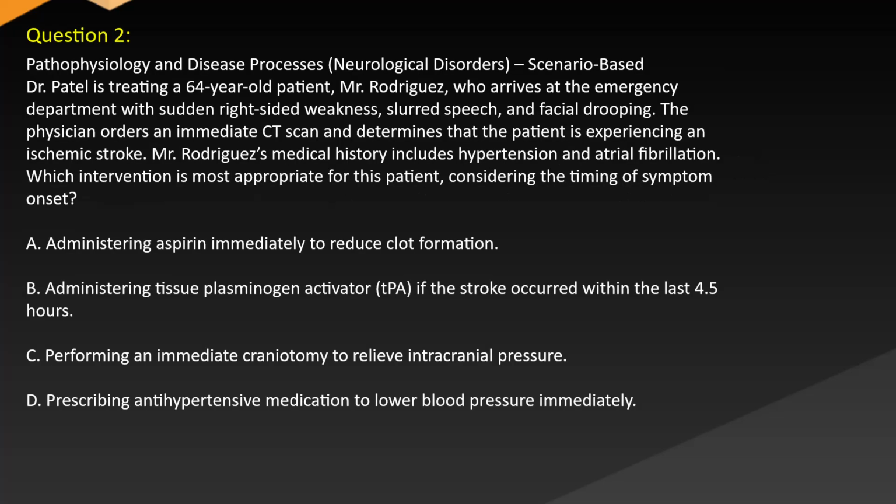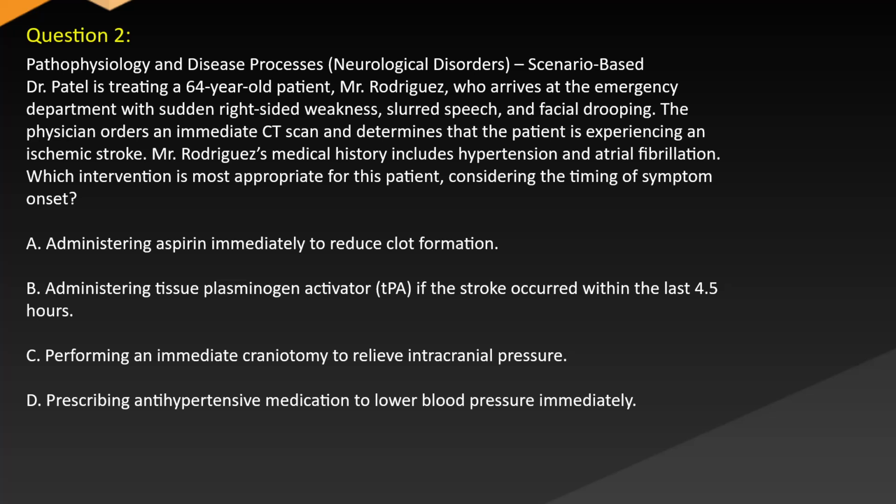Question 2. Pathophysiology and disease processes, neurological disorders. Scenario-based. Dr. Patel is treating 64-year-old patient Mr. Rodriguez, who arrives at the emergency department with sudden right-sided weakness, slurred speech, and facial drooping. The physician orders an immediate CT scan and determines that the patient is experiencing an ischemic stroke. Mr. Rodriguez's medical history includes hypertension and atrial fibrillation. Which intervention is most appropriate for this patient, considering the timing of symptom onset?